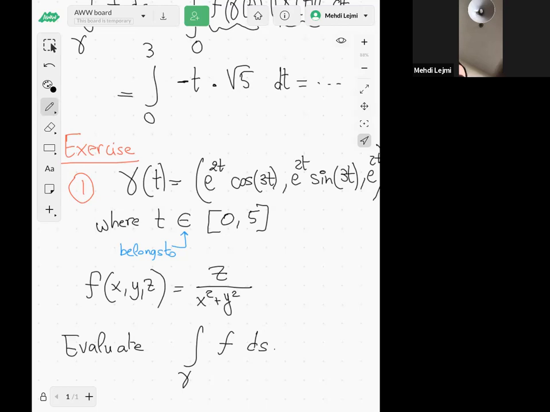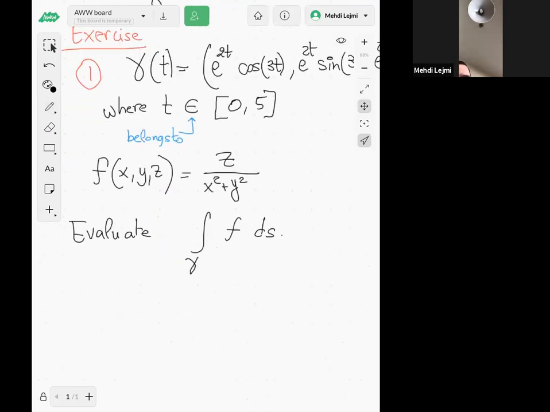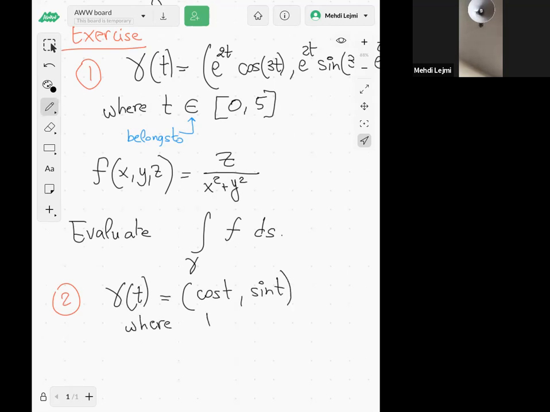Second exercise. The first was a path or curve in space. Now here's an exercise with a gamma in the plane. So number 2, gamma of t is going to be a circle, so it's just cosine of t, sine of t, with t in the interval, let's say, 0 to pi, right?